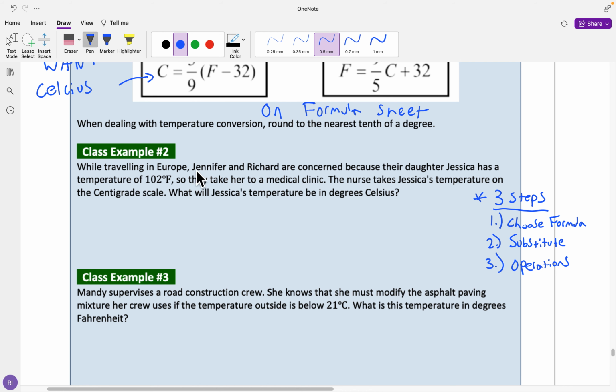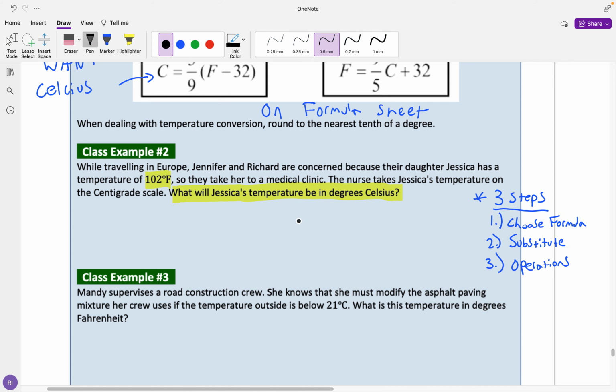We'll read the problem and then we'll choose which formula we want from there. But to be quite honest, when you just take a quick glance, I can already see that I've been given Fahrenheit, and it says what will the temperature be in Celsius. So without reading the problem, we kind of know what we're going to do, but just at a quick glance, Jennifer and Richard are concerned because their daughter Jessica has a temperature of 102 degrees Fahrenheit. So they take her to a medical clinic. The nurse takes her temperature on the centigrade scale. What would the temperature be in degrees Celsius?